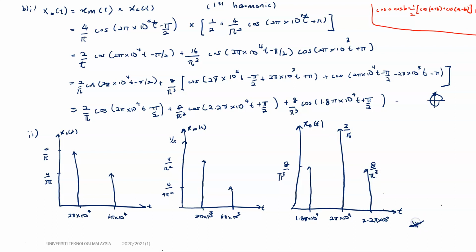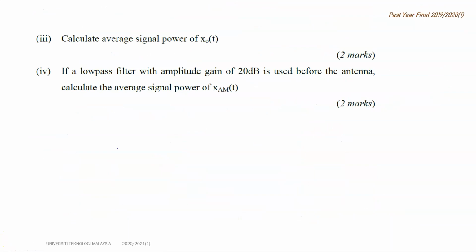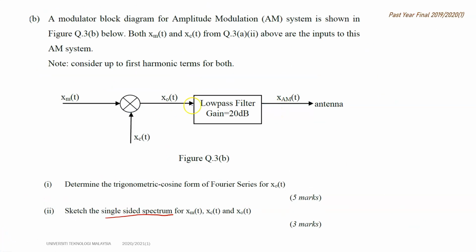Okay, so now you have answered both questions for question B. We have not finished the question for Fourier series. Still on question B, we have question B3 actually. You need to calculate the average signal power of xo(t), which you already obtained. And then number 4, if a low pass filter with amplitude gain of 20 dB is used before the antenna, calculate the average signal power of xam(t). If we go back to the diagram here, this is xo(t), and you need to find xam(t), provided that xo(t) goes through this low pass filter with gain 20 dB.